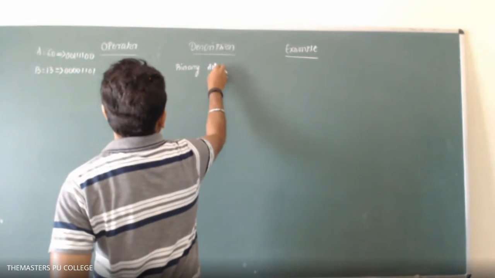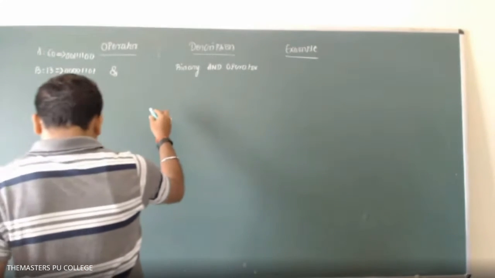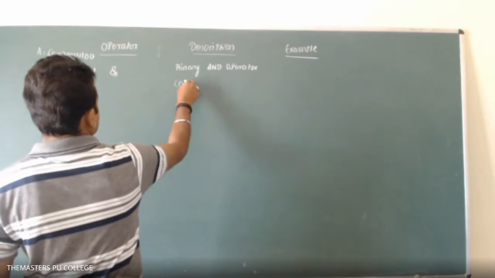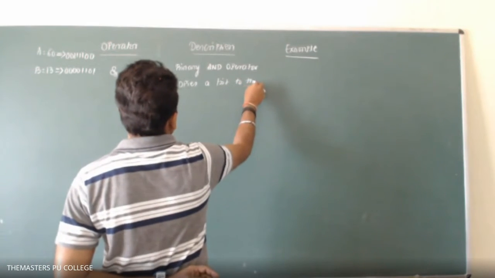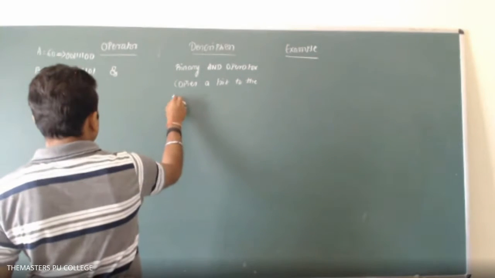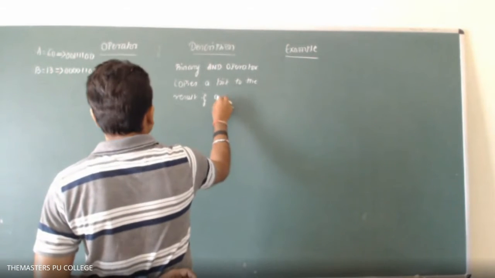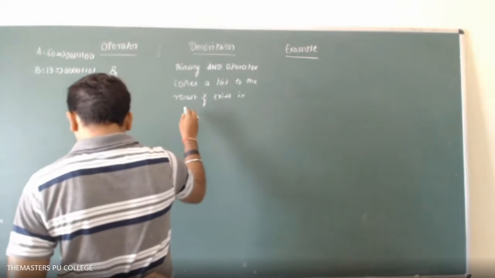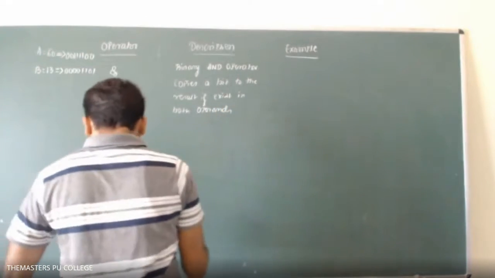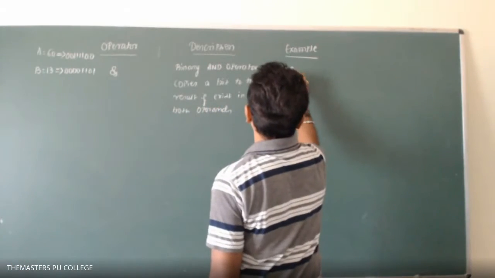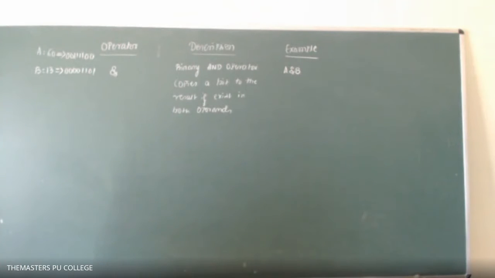Okay, so in the description here we will write: binary AND operator copies a bit to the result if it exists in both operands. So here, A and B.